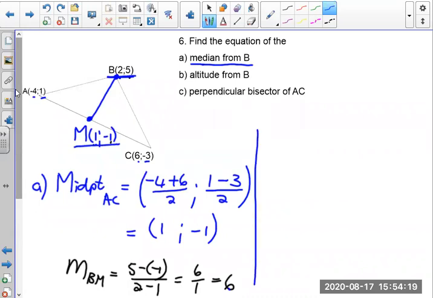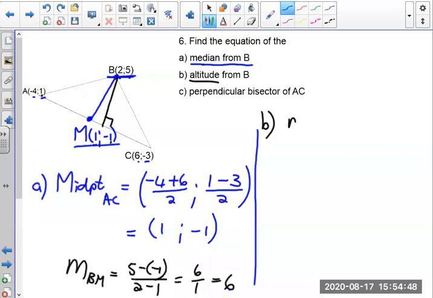The second question is altitude. Okay, now it means from B, I must draw a perpendicular line to AC. A perpendicular line to AC. So, can you remember we said we must first find the gradient of AC.